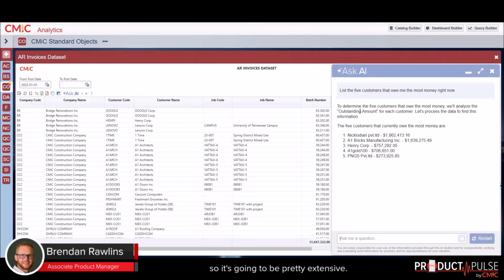So what we have here is I told the chatbot Ask L what to do, and then it responded to me. It said, to determine the 5 customers that owe the most money, we'll analyze the outstanding amount for each customer. So let's process the data to find this information. And then it says the 5 customers that currently owe the most money are, and then it lists them there.